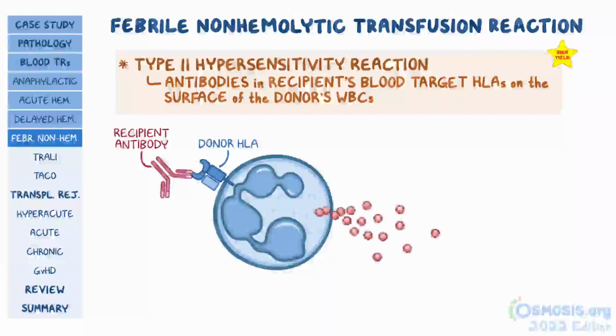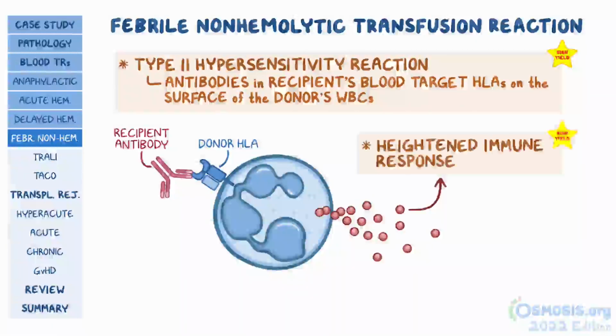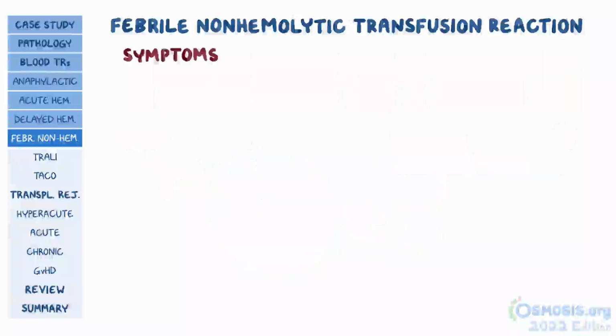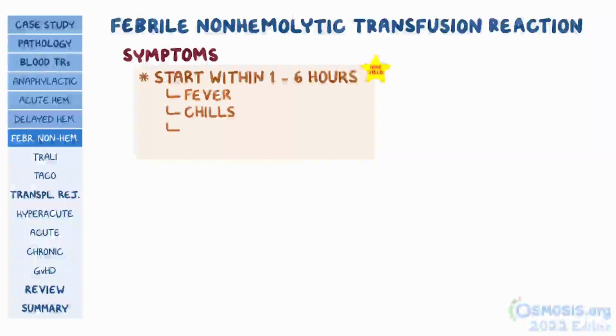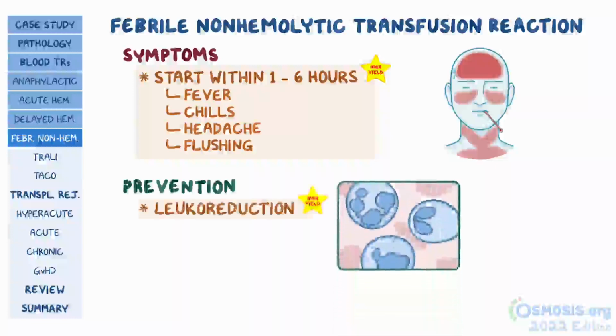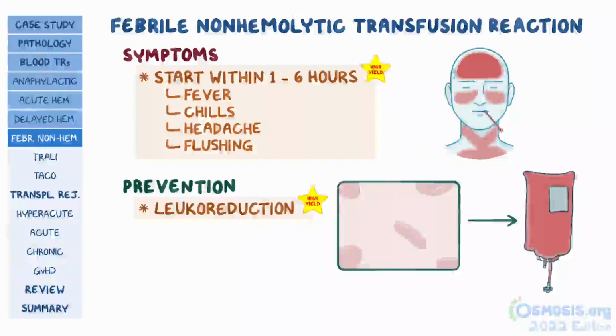In both cases, the released cytokines put the body in a state of heightened immune response, like when you have a cold. Symptoms usually start within 1 to 6 hours after transfusion and include fever, chills, headache, and flushing, which is a sudden reddening that usually involves the face and neck. Febrile non-hemolytic transfusion reaction can be prevented by a process called leukoreduction, where white blood cells are removed from blood prior to transfusion. And that's a high-yield fact.